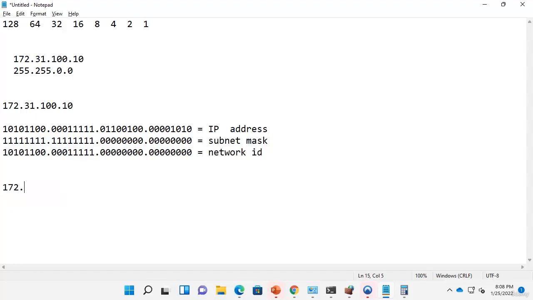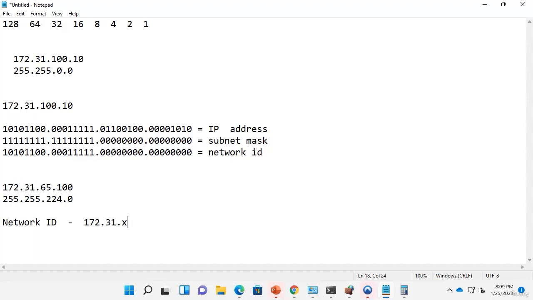172.16, let's say, .31.65.100, okay? And a subnet mask of 255.255.224.0. All right, so right away, we know a couple of things. What's the network ID? Well, I don't know the whole network ID, but I know at least it's going to be 172.31, because it's blocking those entire octets.